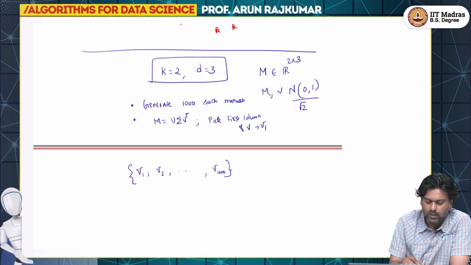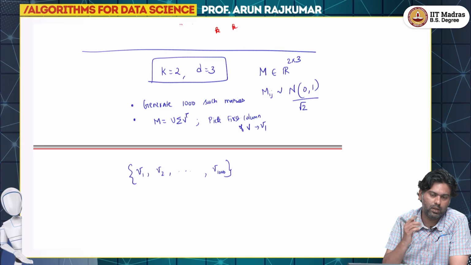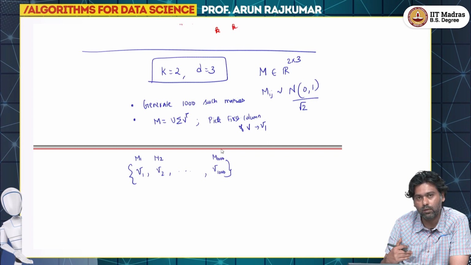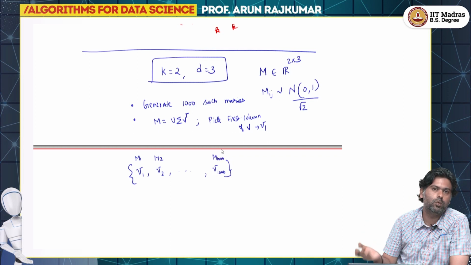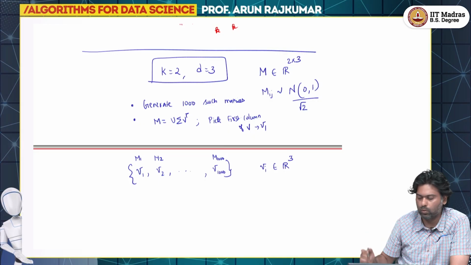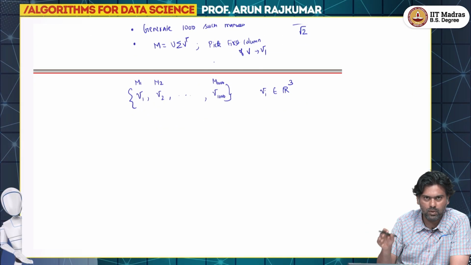What are these? These are one of the singular vectors. V1 corresponds to the first time I generated the matrix M1. This is M2, another random matrix. I generate 1000 random matrices, they have 1000 singular value decompositions, and then I am picking the first singular vector. So I have V1 to V1000. All these are in 3 dimensions because it is a 2 cross 3 matrix. V transpose is 3 cross 3. So these are all 3 dimensional vectors.